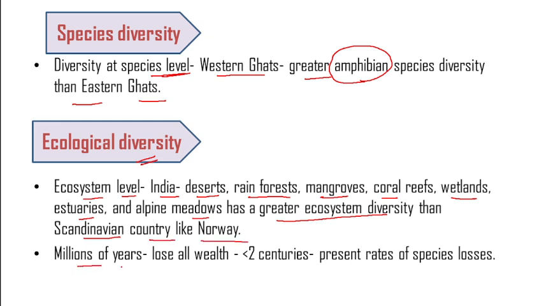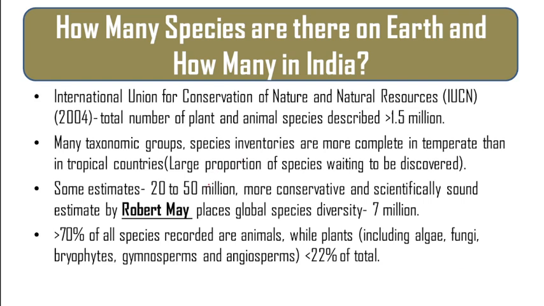So it has taken millions of years to accumulate this wealth, but we may lose all the wealth in less than 2 centuries if the present rate of species loss continues. So how many species are there on Earth and how many in India? According to the International Union for Conservation of Nature and Natural Resources, IUCN, 2024, the total number of plant and animal species described is more than 1.5 million.